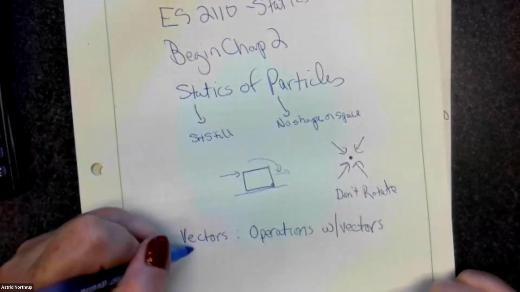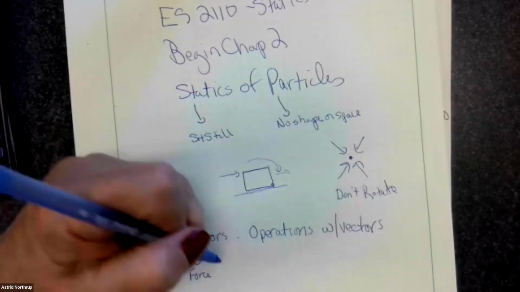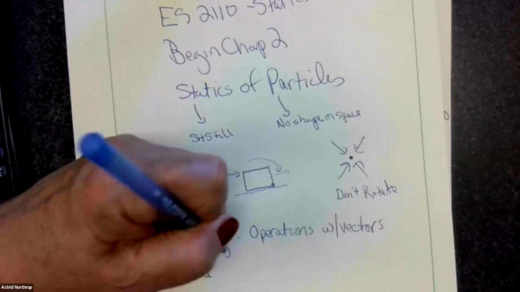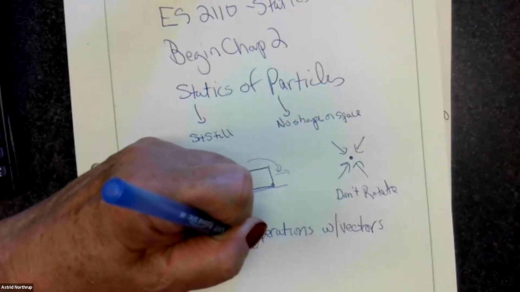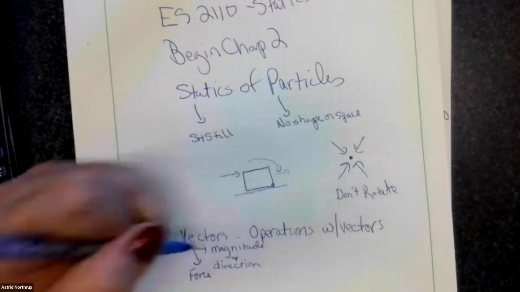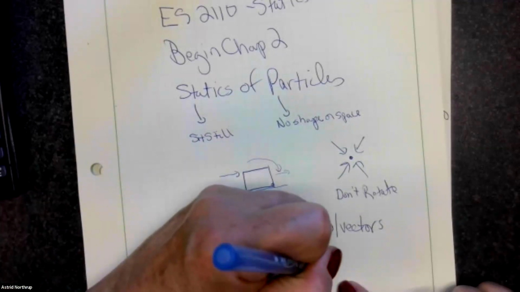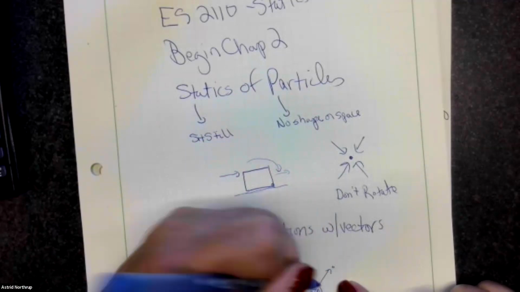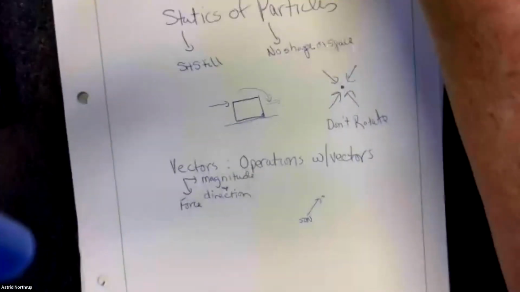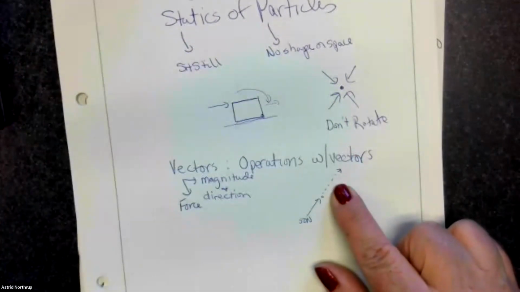A force is a vector. In general, a vector is a quantity that has both a magnitude and a direction, and a force meets that definition. So if we have a particle and we push on it with a force of 50 newtons in this direction, we can be sure that the resulting motion would be in this direction.